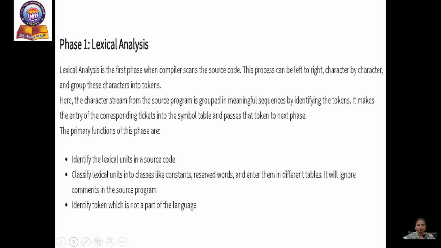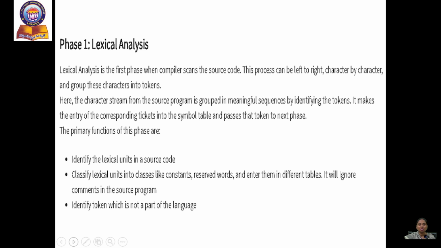So a group of characters is called a token. Whenever characters are grouped one by one, we call it a stream. This character stream from the source program, which the lexical analysis has grouped into a sequence of meaningful units, we call tokens, and it makes the corresponding entries into the symbol table and passes these tokens to the next phase.